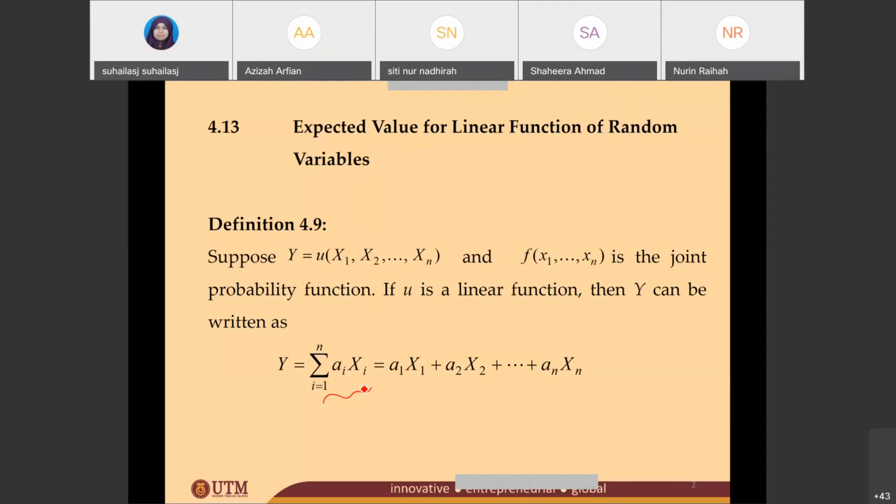Kita ada summation, so that means i equals 1 up to n. So kalau kita expand, a1 x1 plus a2 x2 plus an xn. Itu kita panggil sebagai a linear function. So now kita nak dapatkan dia punya expected value, expected value of a linear function.